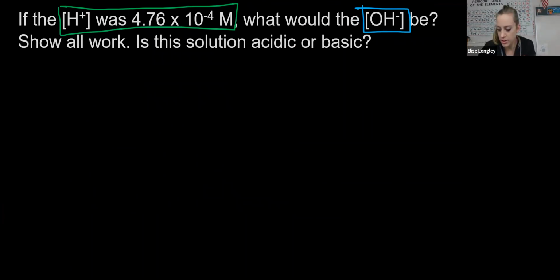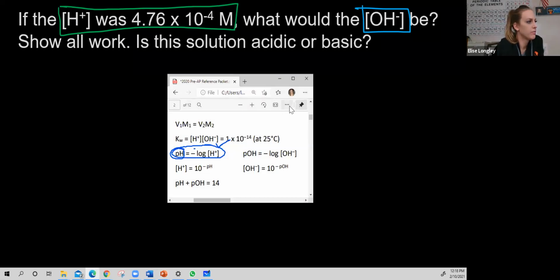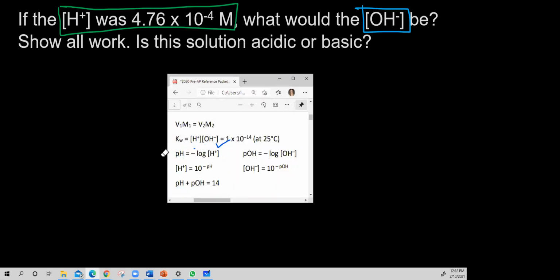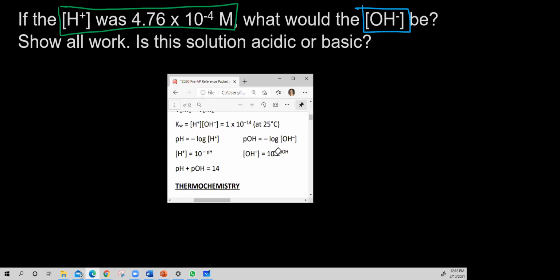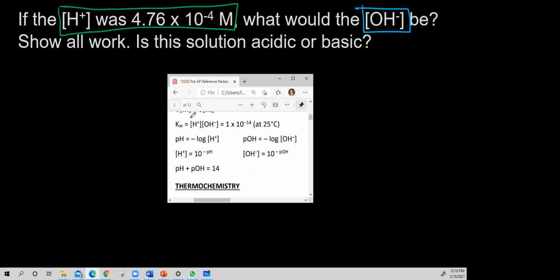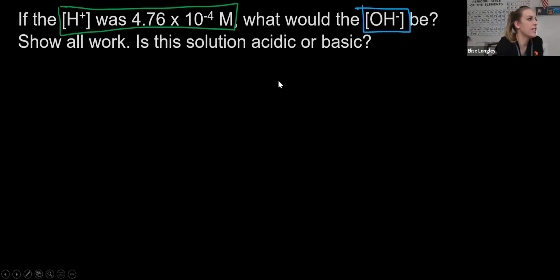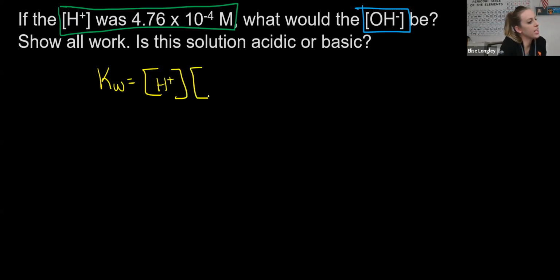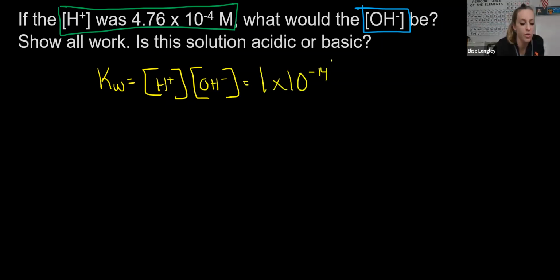So on the wheel, Esty, which equation should I use? Well, we're looking for the OH and we're coming from the H plus. So use the H plus times the OH minus equals 1 times 10 to the negative 14. Yes. So we're going to stop and talk about this one for a second, guys. That was perfect. So we know the Kw is equal to the hydrogen ion concentration times the hydroxide ion concentration, and that is equal to 1 times 10 to the negative 14.